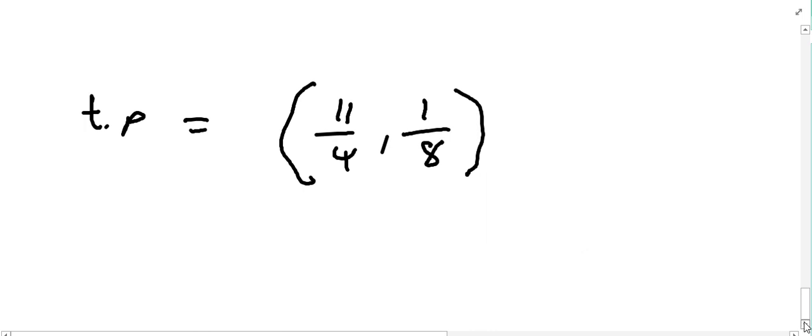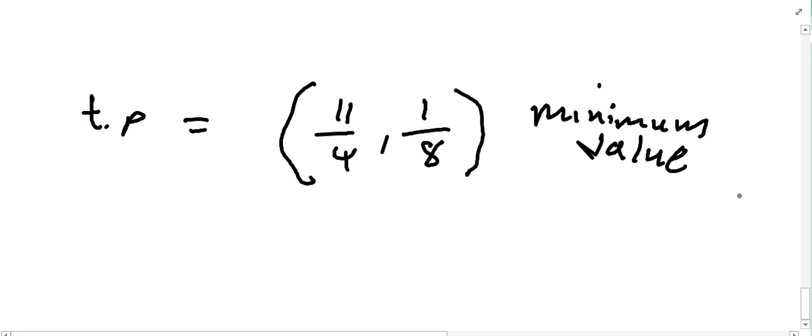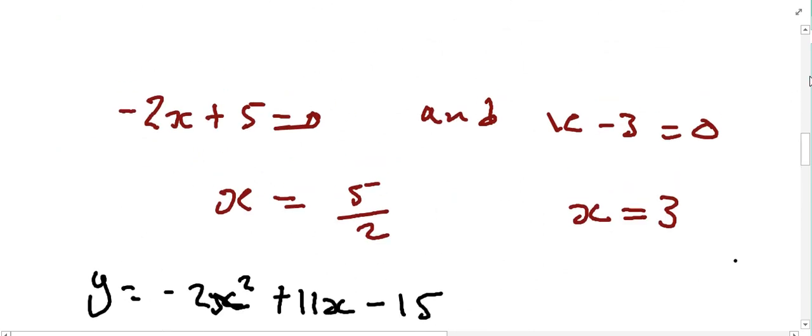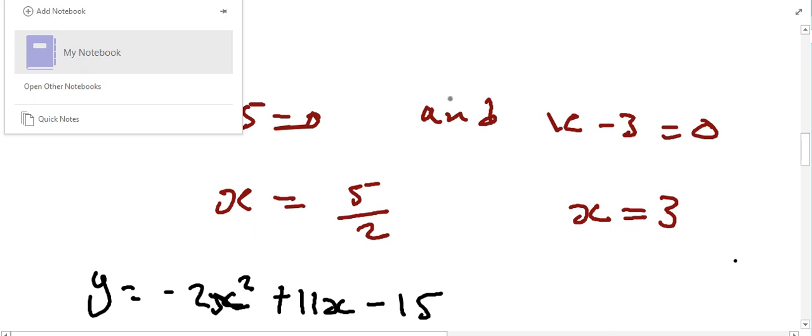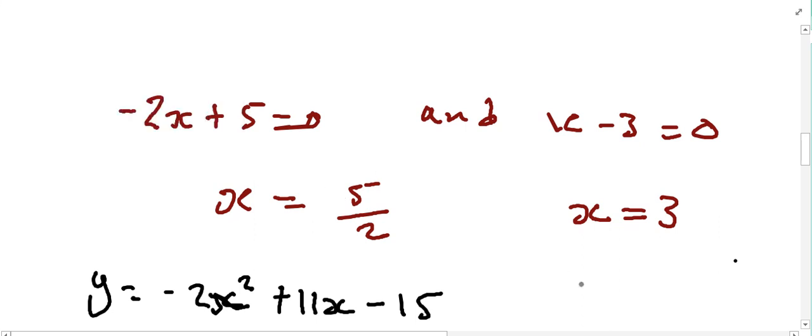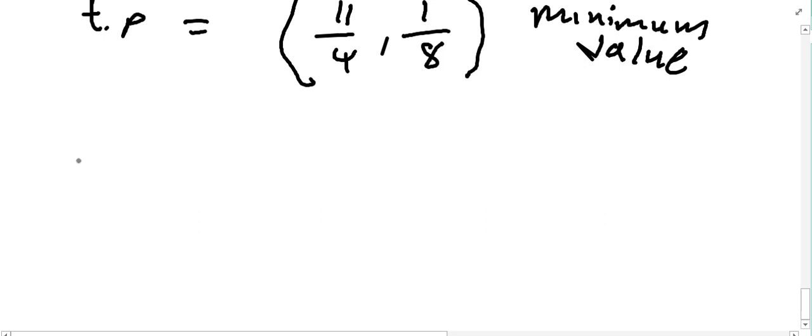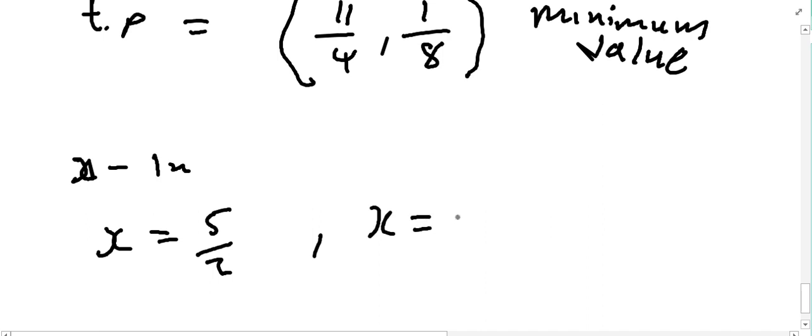Now the question is, let's sketch. This is the minimum value of that expression. Let me go back a bit and look for what I had found. The x-intercepts were x is equal to 5/2 and 3. Now I can sketch the graph. The x-intercepts, which I found with you guys, were x is equal to 5/2 and also x is equal to 3.